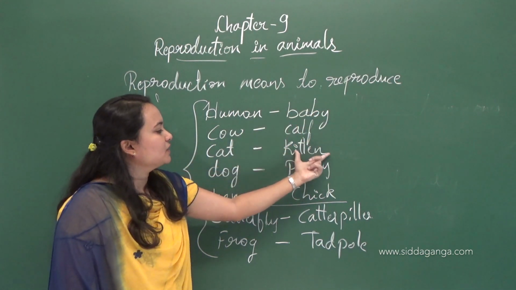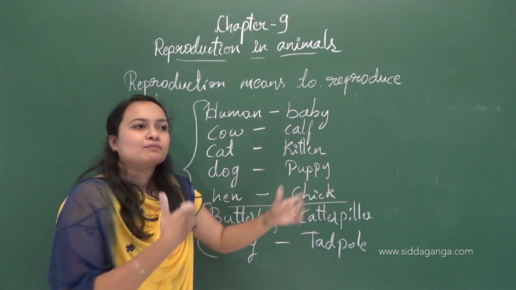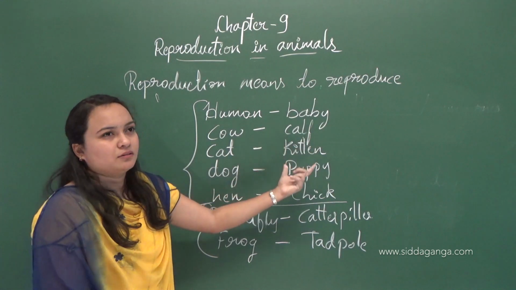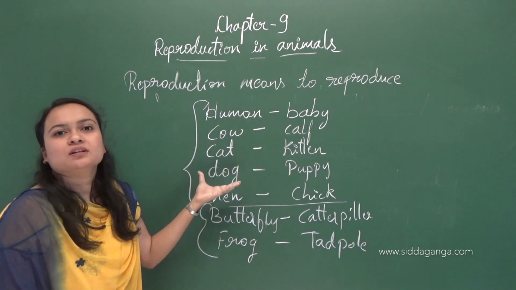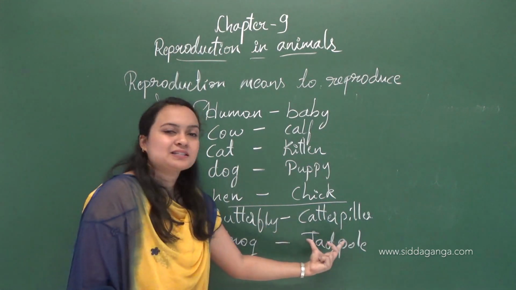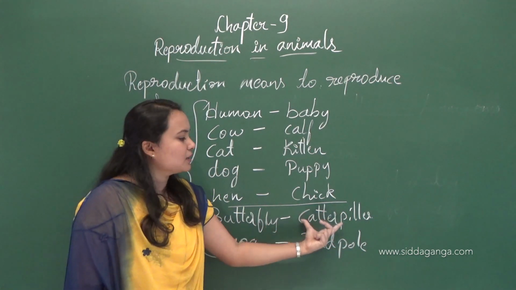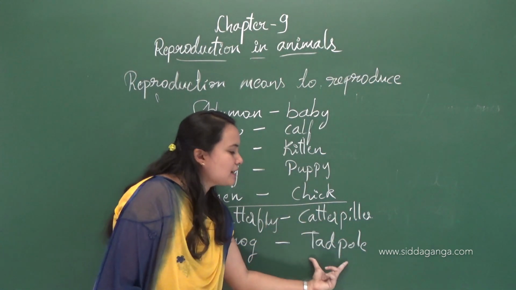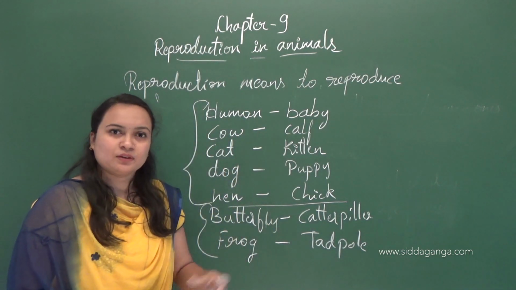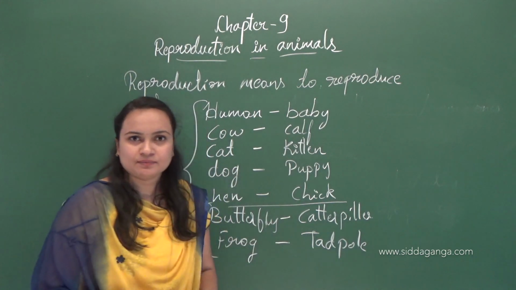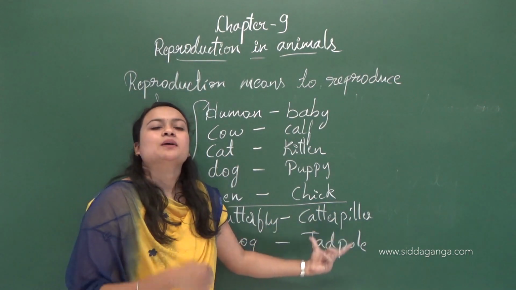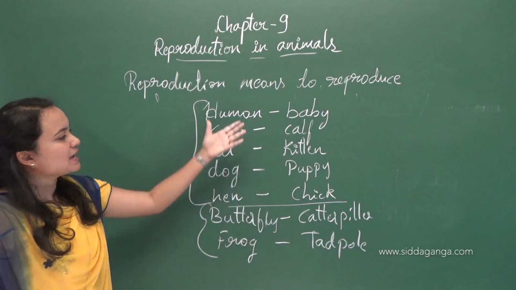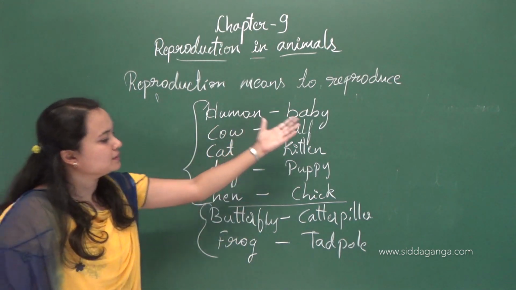Here the baby, calf, kitten, puppy and chick will look similar to their parent after some period, around 2 to 3 weeks. But the developmental stages will differ in the lower organisms. This caterpillar and tadpole is one of the stages, which I have shown as a young one, and when they develop and become mature, they will look similar to the parent. So these are some of the examples, different species and their young ones.